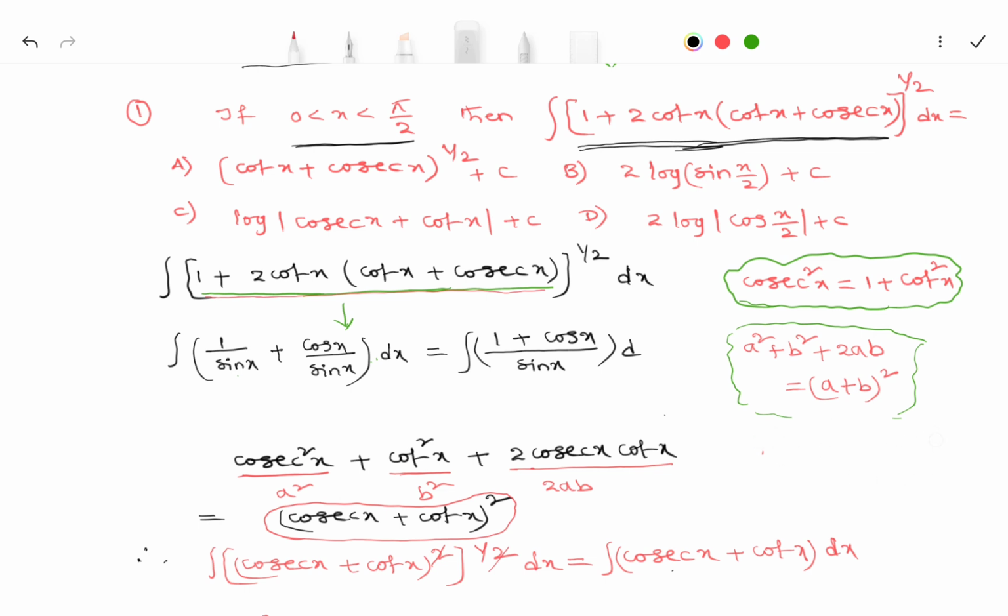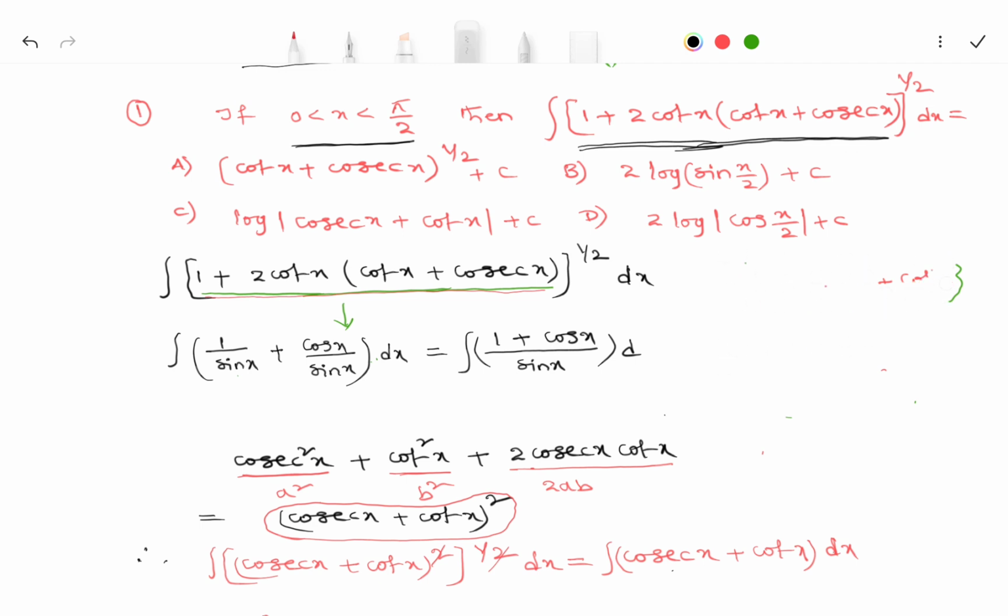What are those formulas in trigonometry? In trigonometry we have some formulas. What are those formulas? 1 plus cos theta is equal to 2 into cos square theta by 2, right?